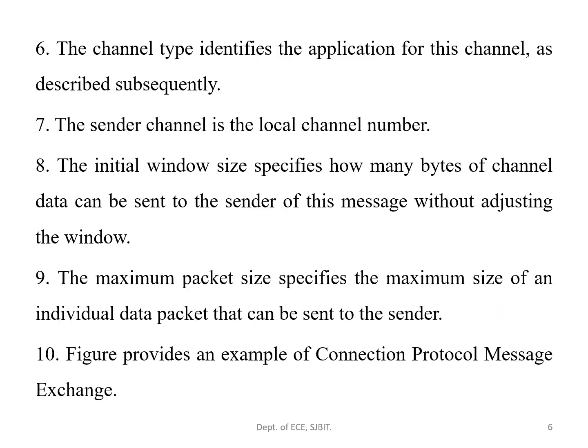The channel type identifies the application for this channel, as described subsequently. The sender channel is a local channel number. The initial window size specifies how many bytes of data can be sent to the sender for this message without adjusting the window. So the initial window size gives the initial data rate, and only that much data can be sent from the sender.